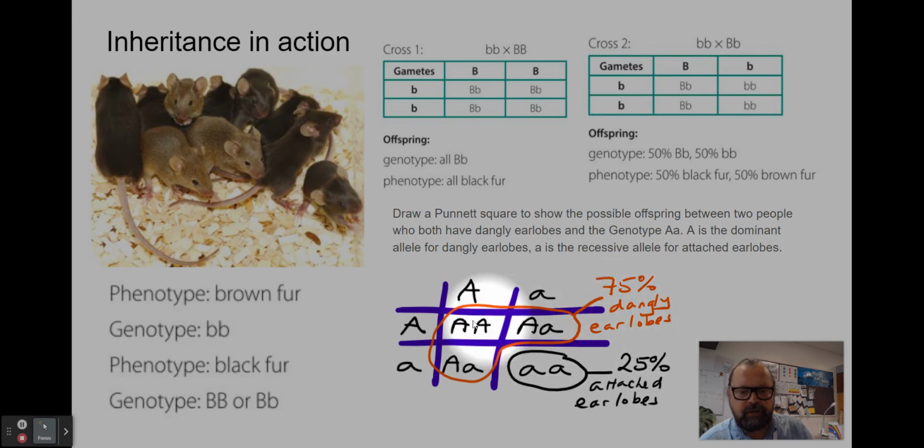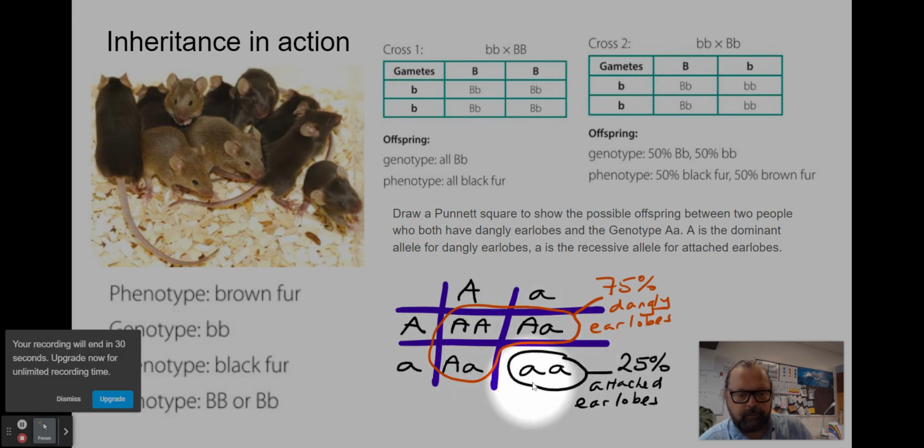Now remember, every time this couple make a baby, this is the chance of these characteristics being inherited. So they might have 2 children who both have dangly earlobes, but it's always this possibility every time a sperm and an egg fertilize.